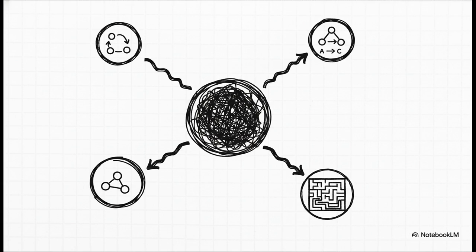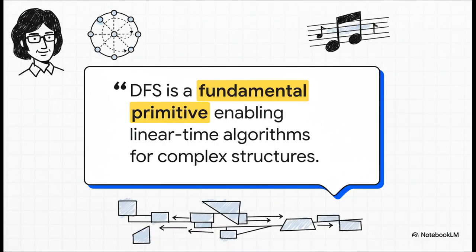You want to know if your project dependencies have a circular reference that'll break the build? DFS does cycle detection. Need to figure out the right order to do a bunch of tasks that depend on each other? That's called topological sorting, a classic DFS application. It can find clusters in social networks, identify critical single points of failure, and yeah, of course, it can solve mazes.